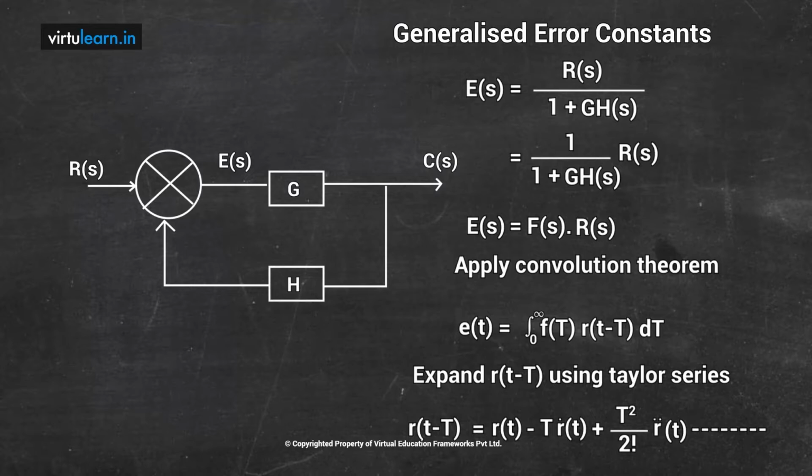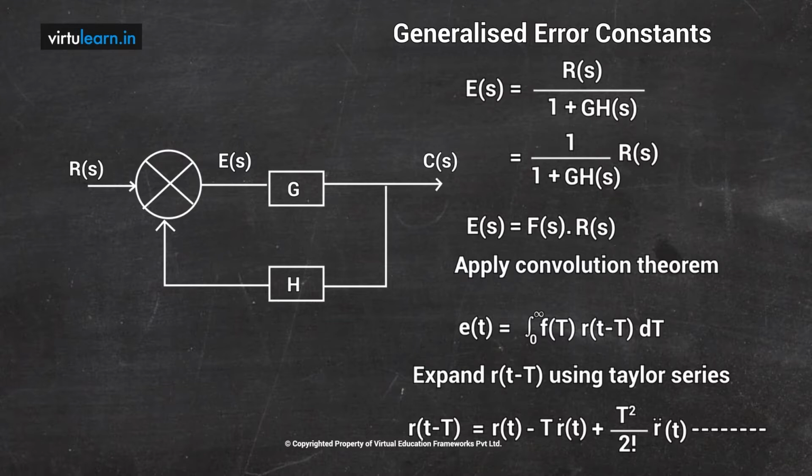And we had already defined what the error is here. After the summing point we have the error. We know how to get the error function, so I am taking the error function directly. The error function E(s) is R(s) divided by 1 plus G H(s). I can split it into two terms, because there are two terms in the steady state error function: R(s) and G H(s). I want to separate those two terms.